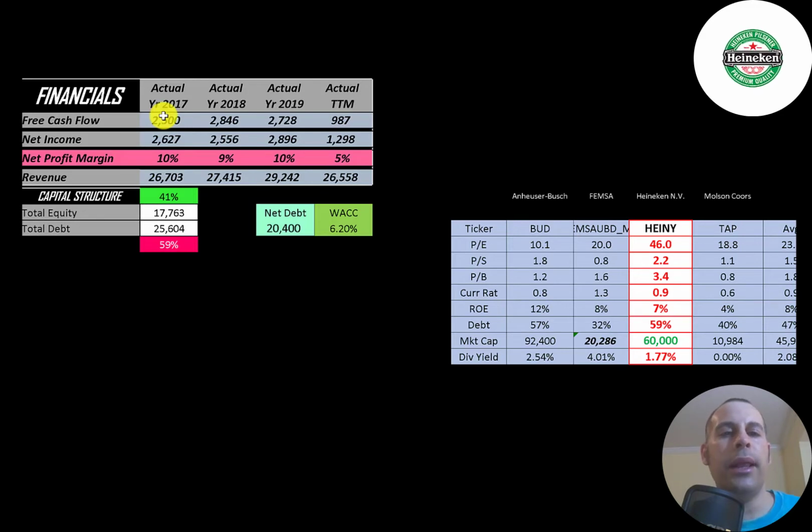They generated a lot of free cash flow in 2017, 18, and 19, but it dropped to $1 billion in the trailing 12 months. Net income is the profit and loss on the income statement. It's revenue minus expenses. And that's also really strong and drops in the trailing 12 months. Revenue is the sales for the company, and that peaked in 2019 at $29 billion. It dropped in the trailing 12 months to $27 billion. Mainly because of COVID and the closing of their breweries.